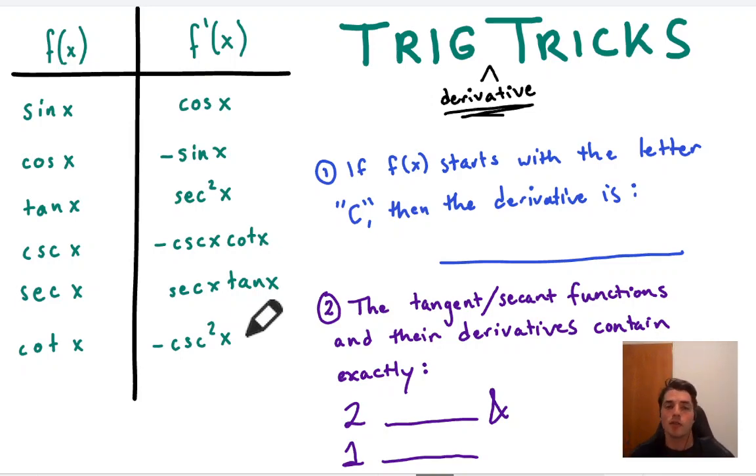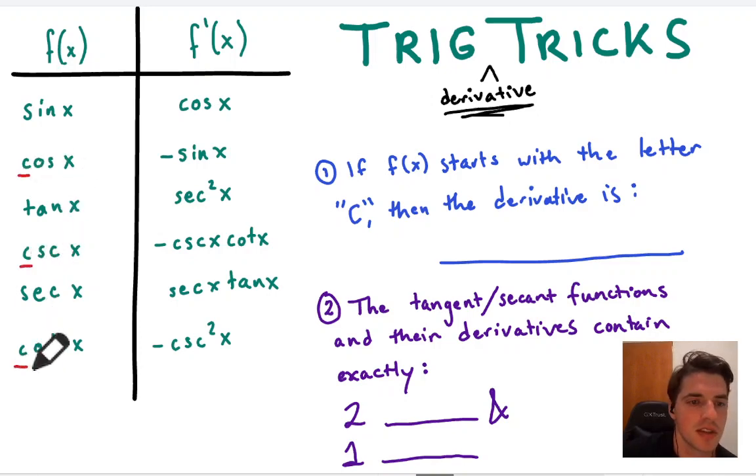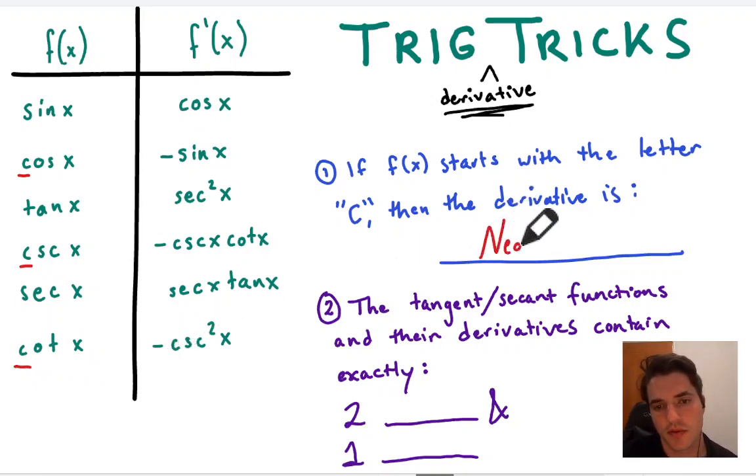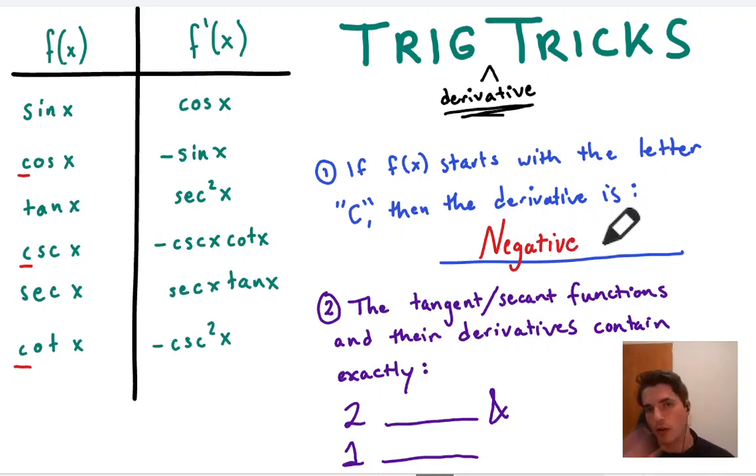Okay, so I wrote the two rules over here on the right that I think are really helpful for memorizing these. So if you've been looking at what I wrote over here and following along, you might have the answer to the first. If our function starts with the letter c, then the derivative is what? So if we look over here, c, the derivative of all of these are negative. So if our trig function starts with c, our derivative is negative. If it doesn't start with c, if it starts with s or with t, then the derivative is positive.